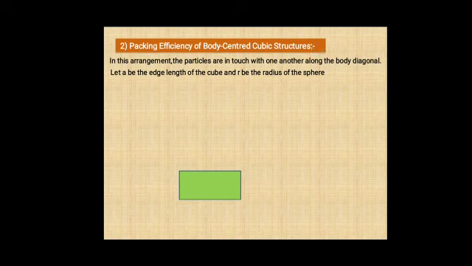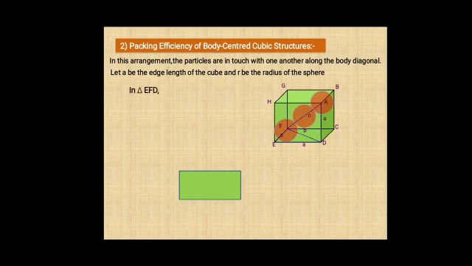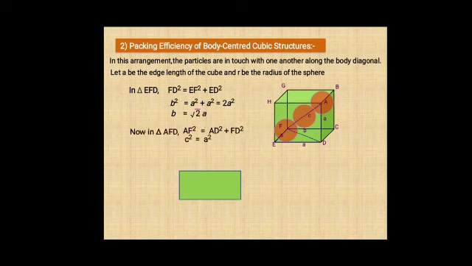Let us understand the second one, packing efficiency of body-centered cubic unit cell. See, this is the diagram of body-centered cubic unit cell. Students, what is body-centered cubic unit cell? It is a type of unit cell in which lattice points are present at the body center along with the lattice point present at the corner.